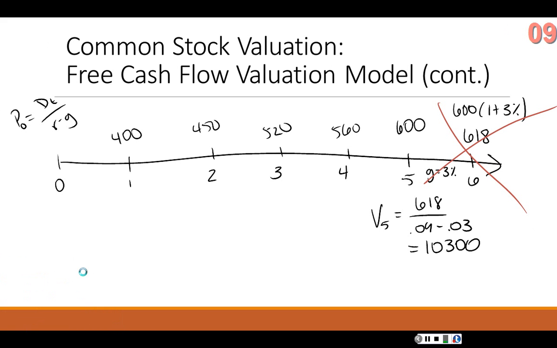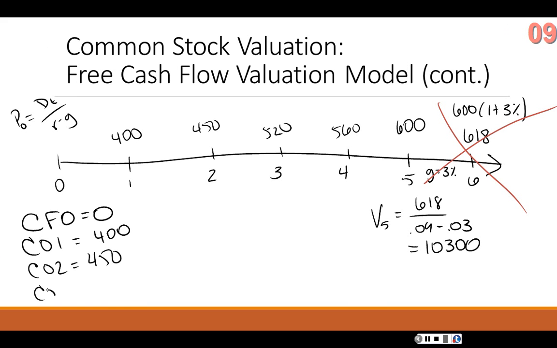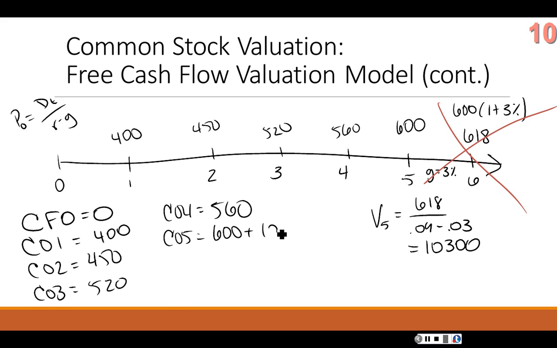We're ready to set this up in our cash flow worksheet. Cash flow at time period 0 is 0. Cash flow at time period 1 is free cash flow at time period 1 of 400. 450 for cash flow 2. Cash flow 3 is 520. And cash flow 4 is the free cash flow at time period 4. It's 560. And cash flow at time period 5 is the free cash flow at time period 5 plus the value of the company at time period 5.